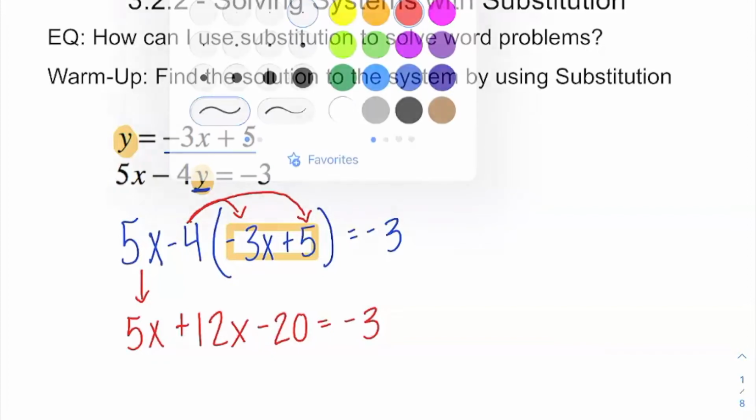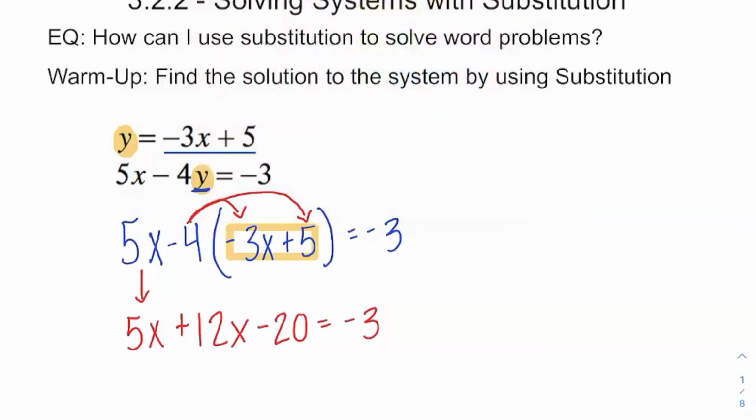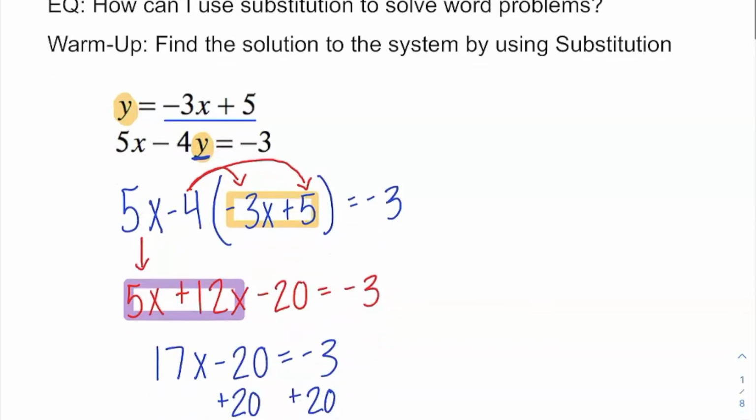Now we have terms that can be combined. So I can combine my 5x and my 12x to get 17x minus 20 is equal to negative 3. I add 20 to both sides to continue to get that x by itself. 17x is equal to 17. I divide both sides by 17, and x is equal to 17 divided by 17, which is 1.